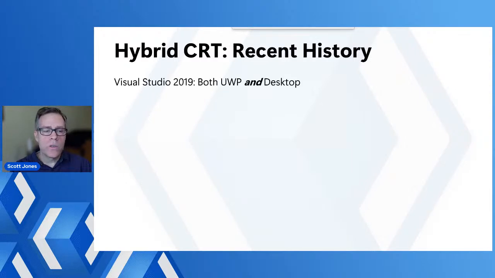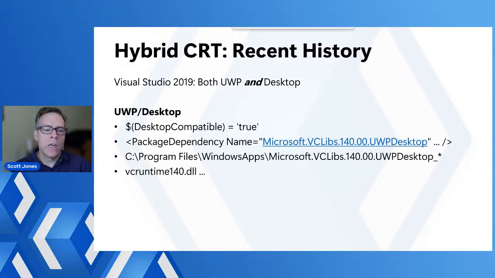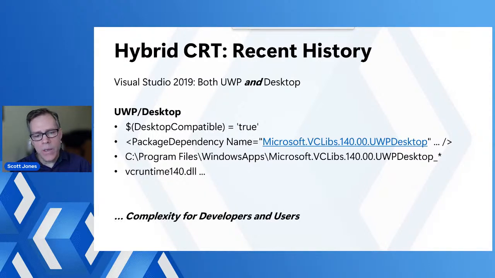More recently, Visual Studio 2019 introduced a way to support both UWP and desktop linkage by way of a project property, desktop compatible, that you could include in your project and set to true. And then you could include a package dependency to the UWP desktop framework package, which would resolve linkage to the desktop flavor of the C runtime DLLs. You could also use the VC Redist if you liked. So this was a way to converge the names of the import DLLs that the C runtime was producing. So that simplified things in some sense, but ultimately it just created more complexity for developers and users.